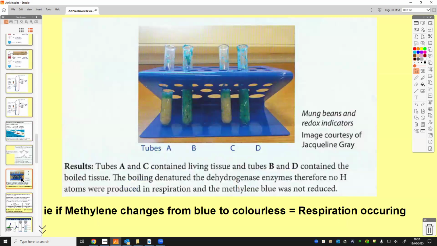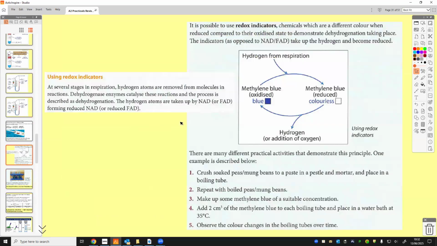The other ones are ones that we didn't do this year, but the redox indicators. So with these, you have your NAD and FAD pick up your electrons and become reduced. And that can be detected by either methylene blue for respiration or DCPIP for photosynthesis. So normally methylene blue, surprisingly, is a blue color when it's oxidized. When the hydrogens produced from respiration are picked up by NAD or FAD, then your methylene blue becomes reduced, so it goes colorless. Okay, so you would use, again, mung beans or pea beans here.